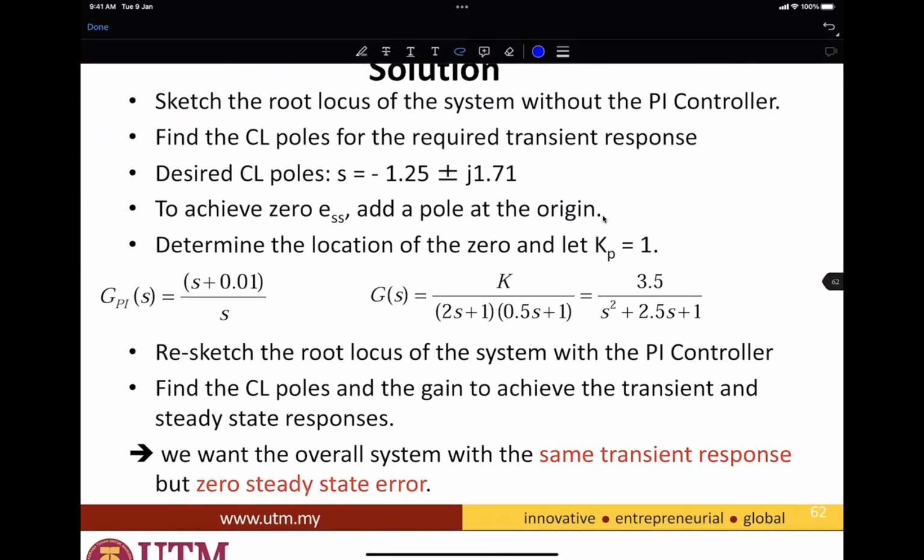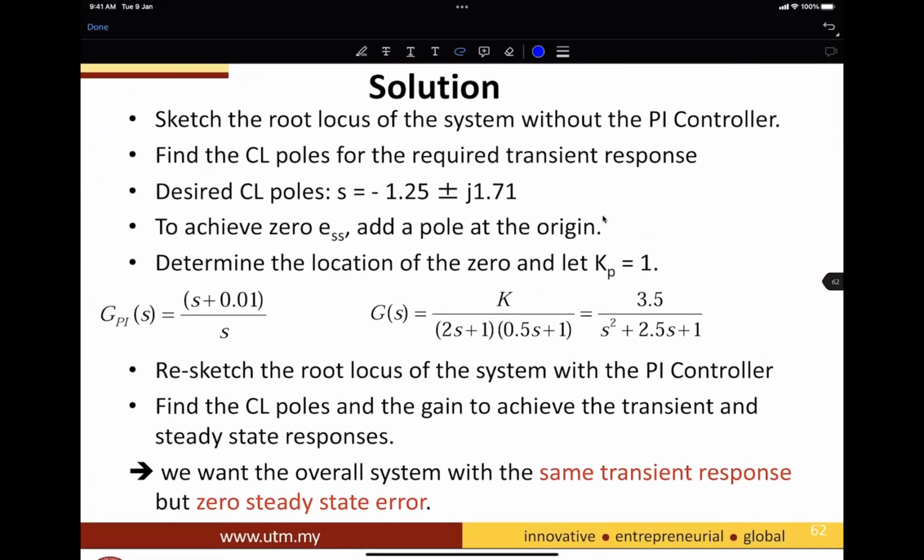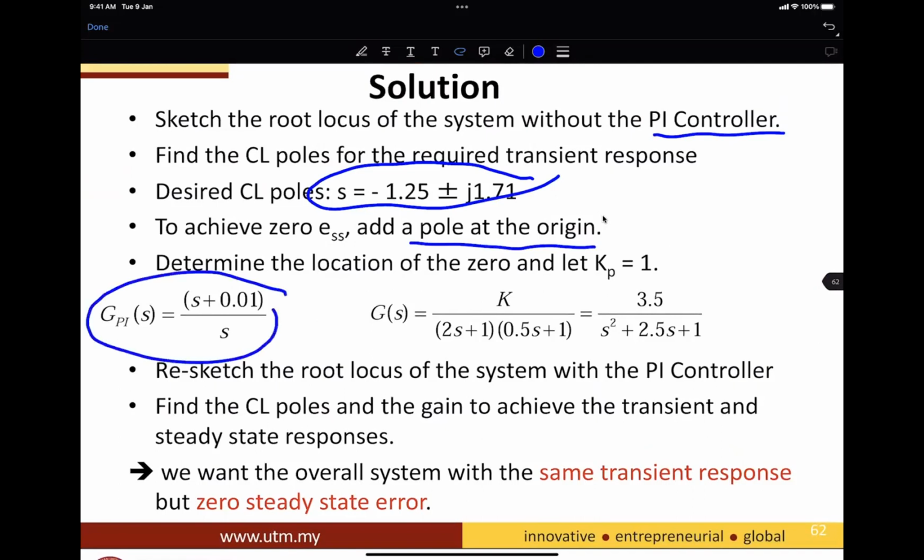Okay. So you sketch the root locus without the PI controller. Find the closed loop, which is here. This is the dominant pole. So to achieve zero steady state error, we add a pole at the origin. This time around, I choose S plus 0.01 over S. In the previous example, it was S plus 0.1. It doesn't matter. You want 0.1, okay, 0.01, okay, 0.001, okay.